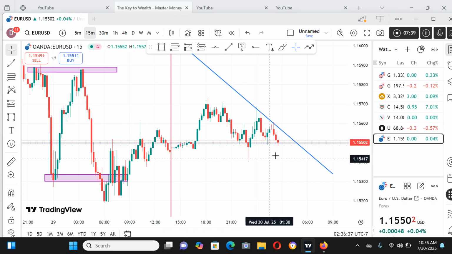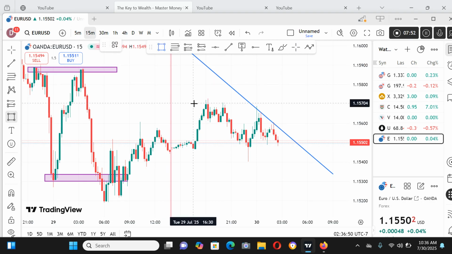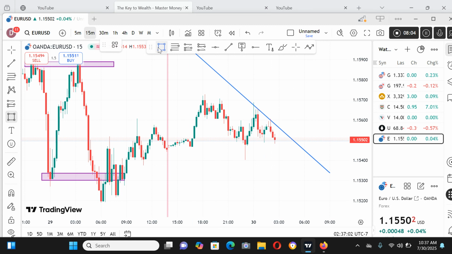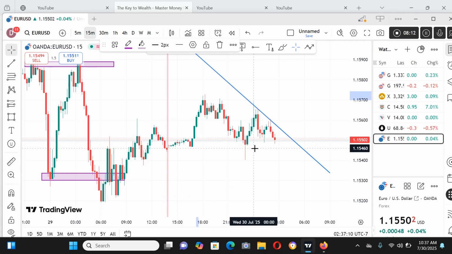So if we are going to apply it here, this is the aggressive move, this is the correctional move, and this is the continuation move. So you target this area after you have noticed. Take note of your aggressive move from here. Then you should be able to target this side. So this is your aggressive move, this is a correctional move, and this should be your continuation move.